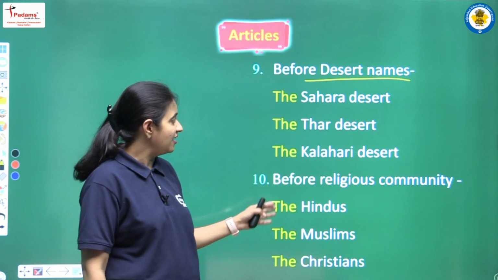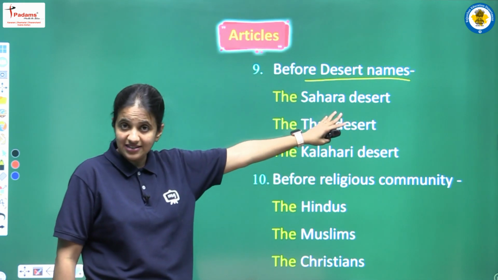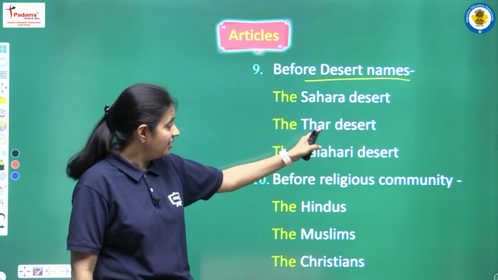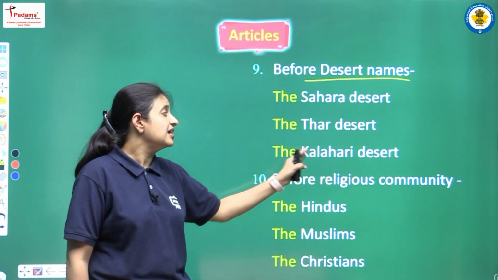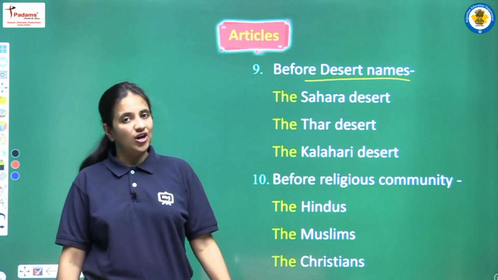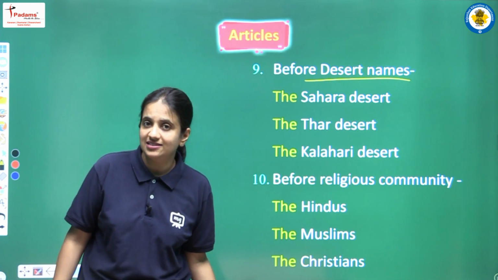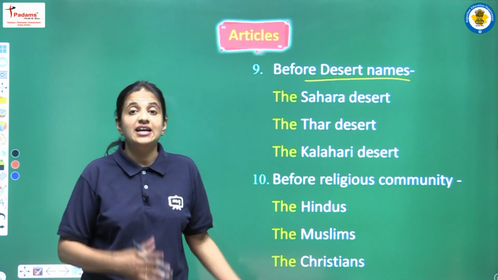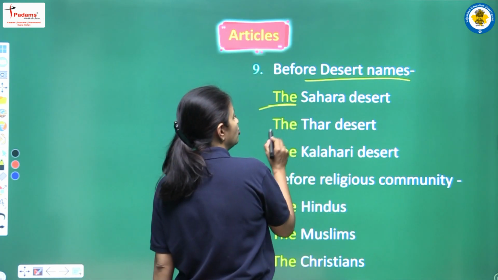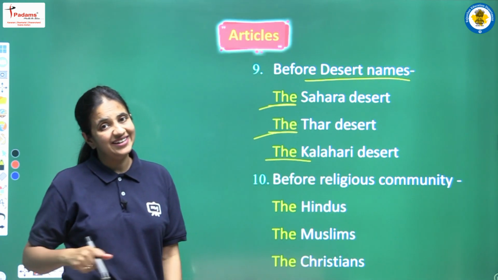Some examples we are having here: the Sahara Desert. Next is the Thar Desert. Next we are having the Kalahari Desert. So all these are very famous, well-known deserts. So if we are having any desert name, then also we have to use the as an article.